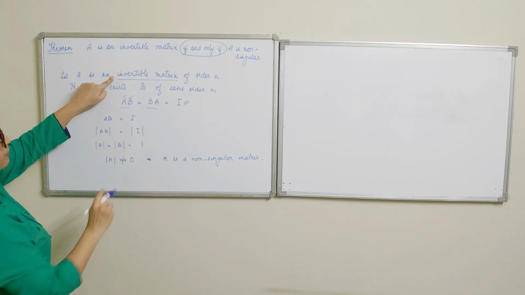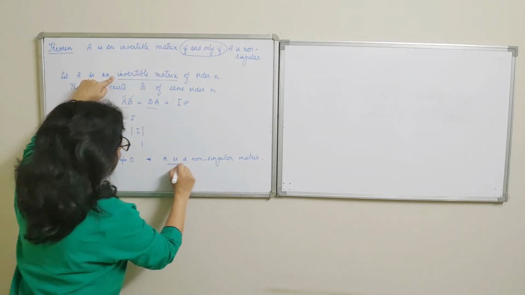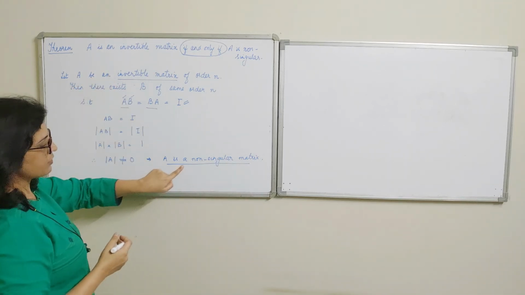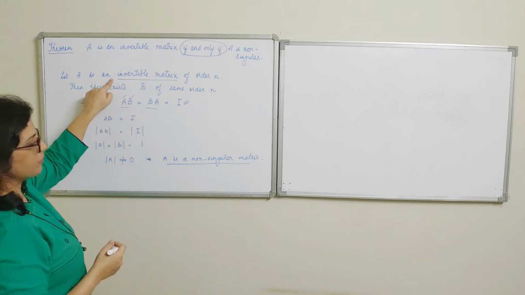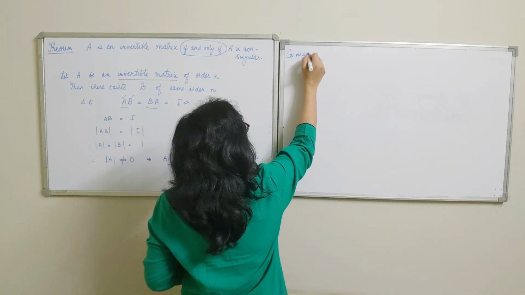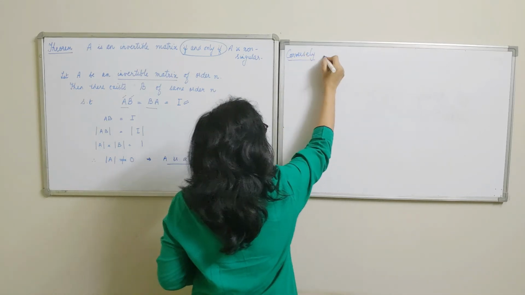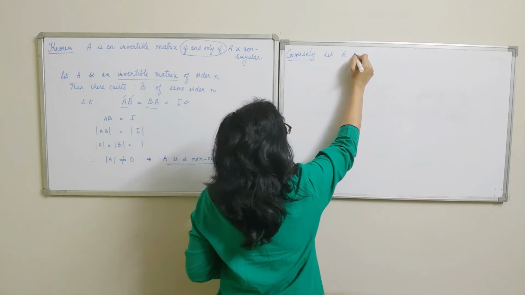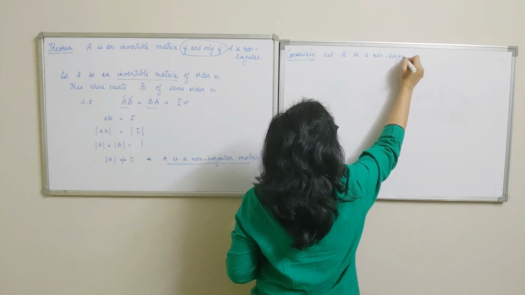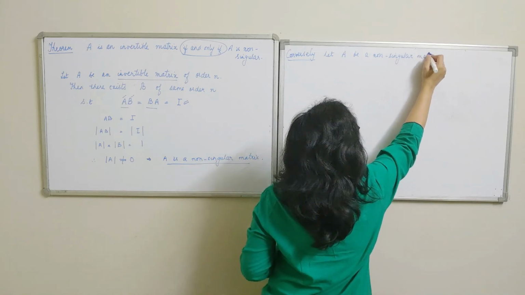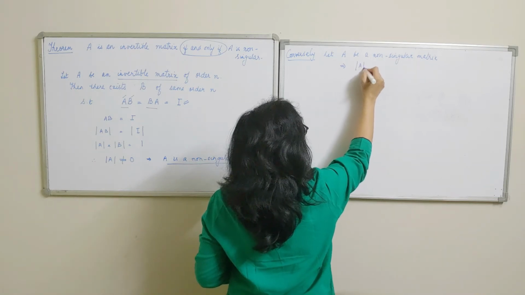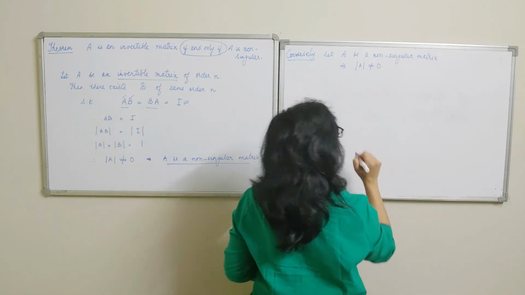So you can see here a part of the theorem we have proved. We started with the concept that A is invertible matrix, and we have shown that A is now a non-singular matrix. Now let us try the other way. Suppose A is non-singular, we will prove that A is invertible. So conversely, let A be a non-singular matrix. This means that determinant of A is not equal to 0.